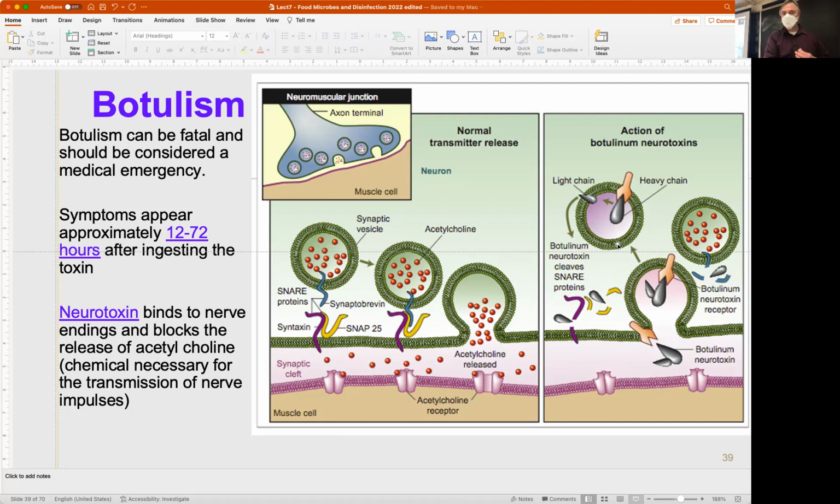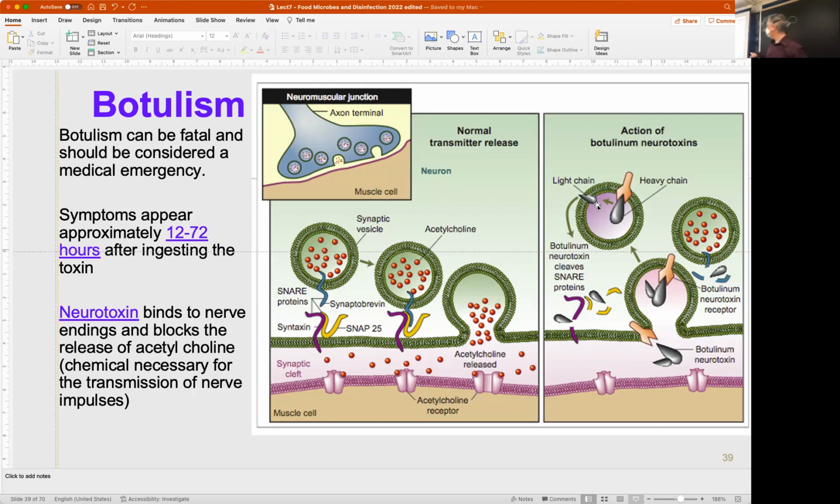This is shown in the picture on the right-hand side. The right-hand side shows a picture where the botulinum toxin is attaching to these proteins, and it breaks these proteins down. So if there's a toxin attaching to the protein, it gets broken down. And so when that protein is broken down, the acetylcholine is lost. And so there's no message going to the muscle.